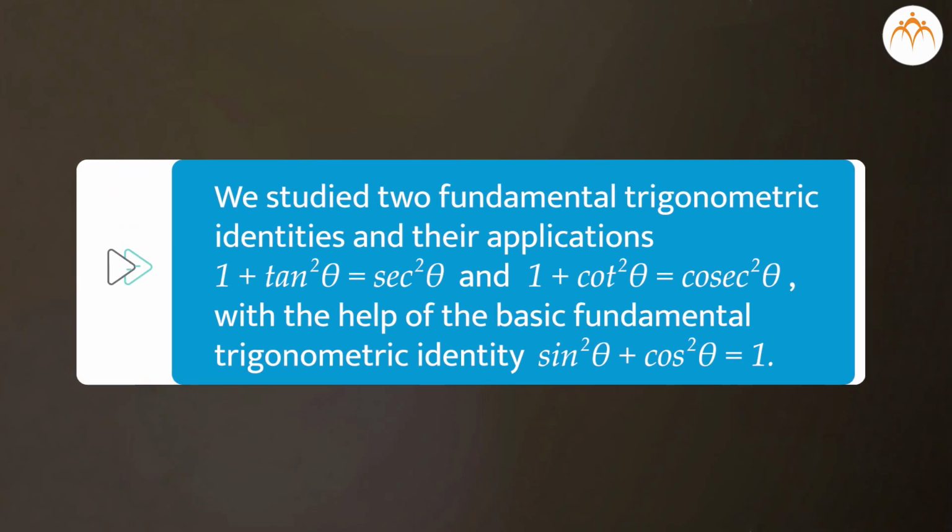What did we learn? We studied two fundamental trigonometric identities and their applications: 1 plus tan square theta is equal to sec square theta and 1 plus cot square theta is equal to cosec square theta, with the help of the basic fundamental trigonometric identity sin square theta plus cos square theta is equal to 1.